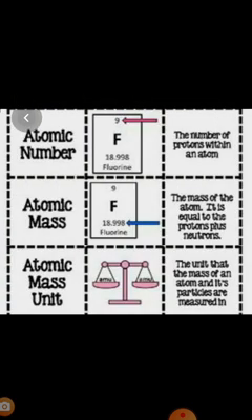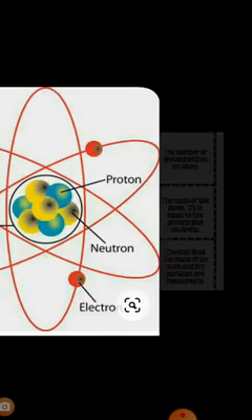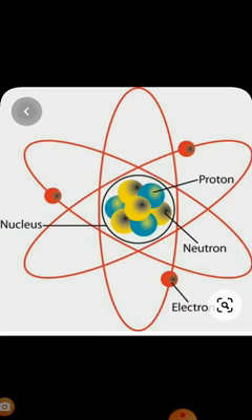Atomic number means number of protons. Atomic mass means number of protons plus number of neutrons. That means P plus N is the atomic mass. Atomic mass unit, we can represent as AMU, the unit in which the mass of an atom and its particles are measured. Here we show the three-dimensional structure of an atom.